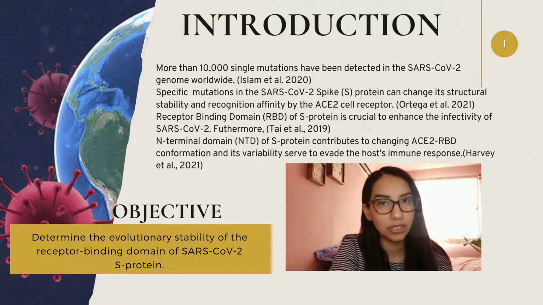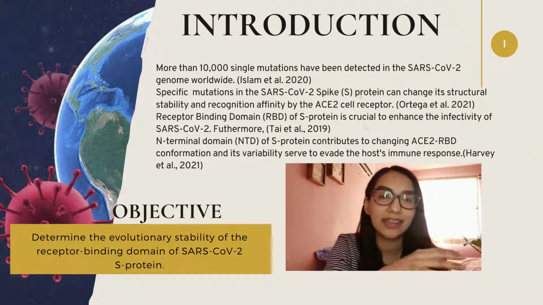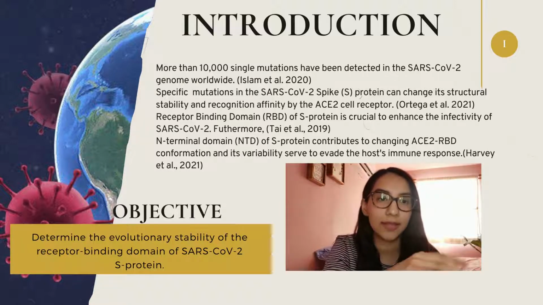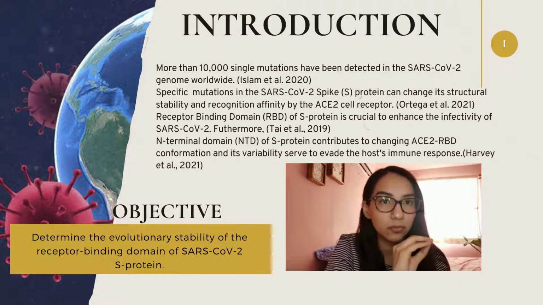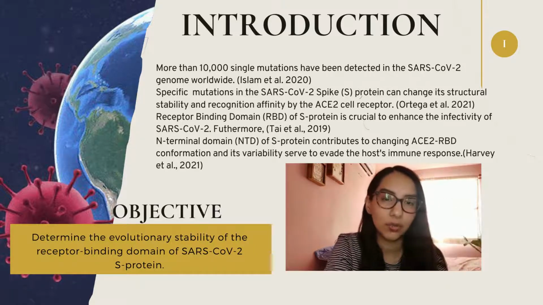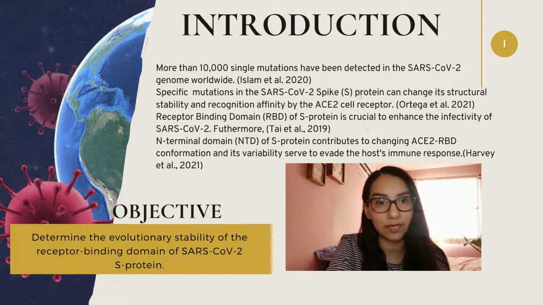As an introduction, since early 2021, more than 100,000 single mutations have been detected in the SARS-CoV-2 genome worldwide. In silico studies have shown that a specific mutation in the SARS-CoV-2 spike protein can change its structural stability and recognition affinity by the ACE2 cell receptor.